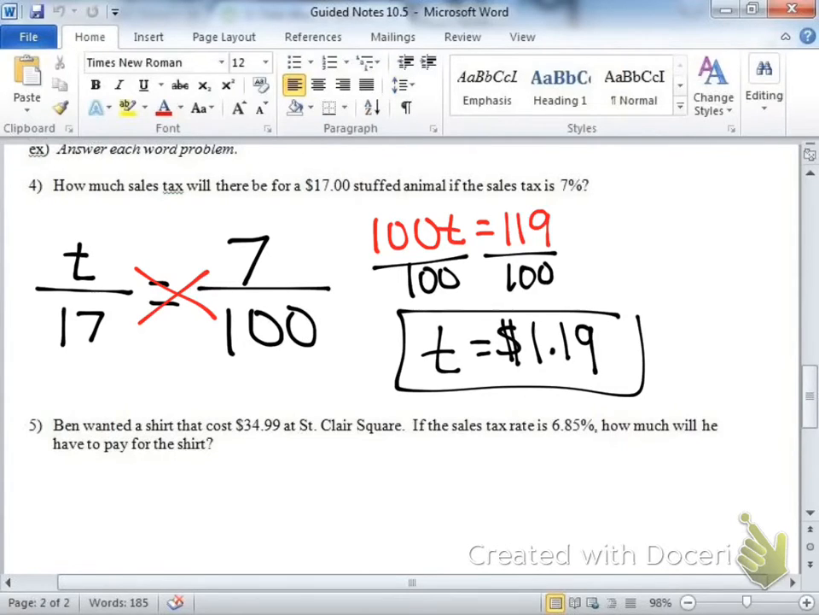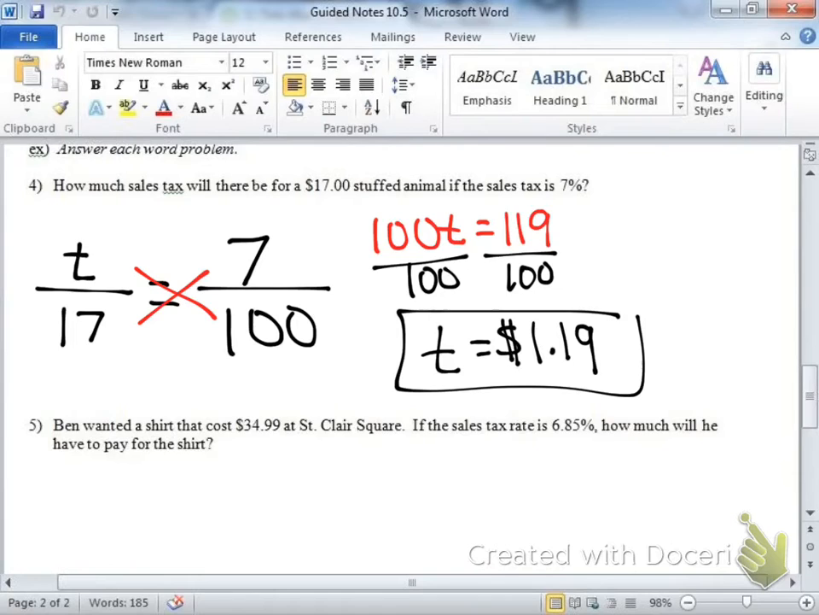I think Fairview has an additional tax. So if you're buying at St. Clair Square, I think it'd be higher than if you bought outside of Fairview. Don't quote me on that. But I know different places have different tax. So yeah, the bigger your purchase, the more tax you're gonna spend.